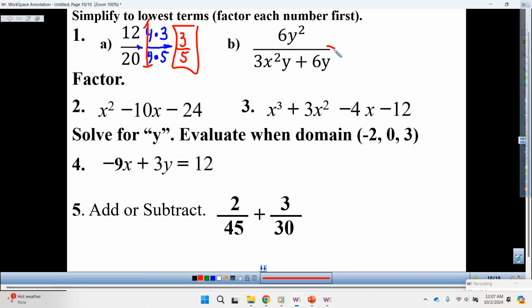Let's go with letter B. I'm going to break up 6y to the second. What two factors give me 6, Rachel? 2 times 3 times y times y. What is GCF for the bottom two terms? Tell your neighbor. What is GCF for these two? Tell your neighbor, please.